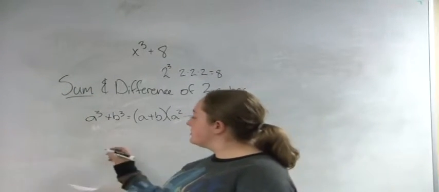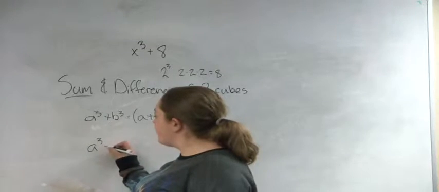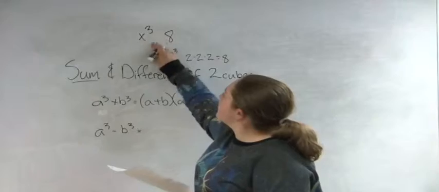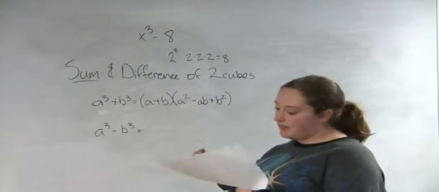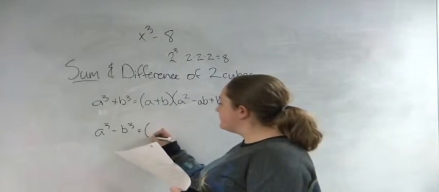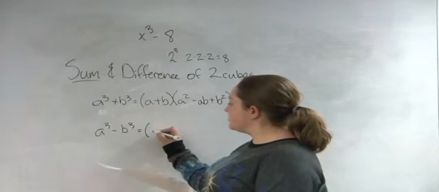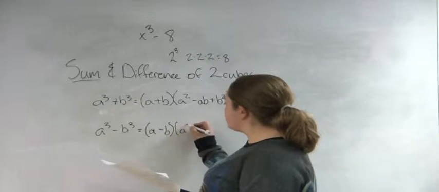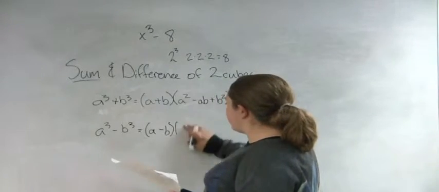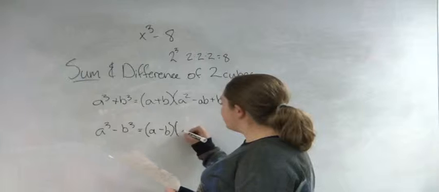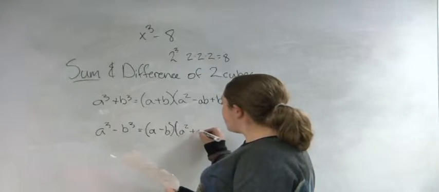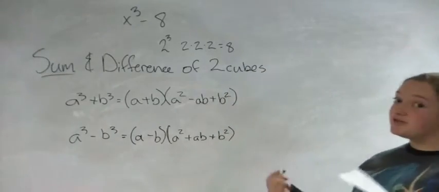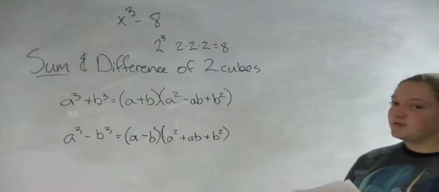The difference equation is when you have a cubed minus b cubed. So just like if this was x cubed minus 8. And that one is a cubed minus b cubed is equal to a minus b times a squared plus ab plus b squared. Now, I know that's a lot of information, so I'm going to show you some examples.